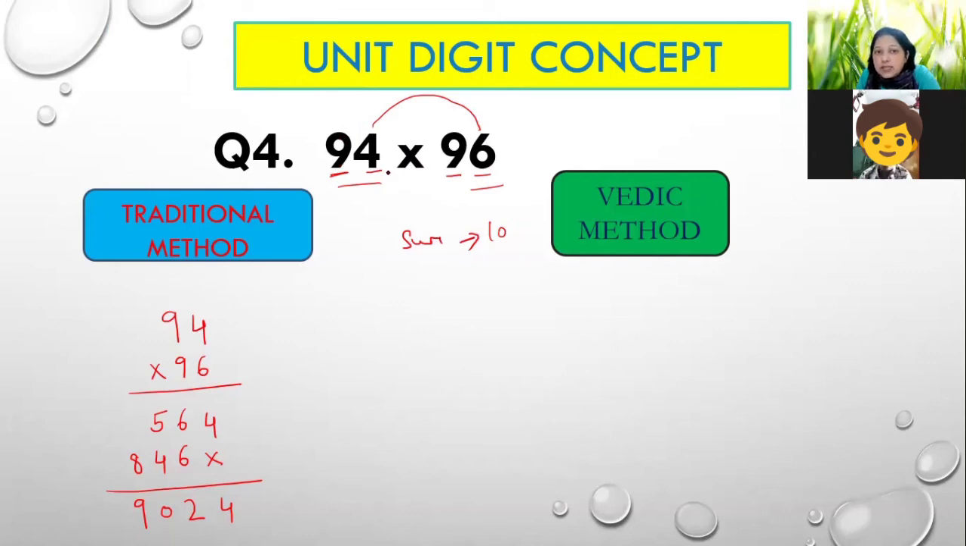So if we have any multiplication of this type, the trick says first you multiply 6 and 4. 6 into 4 is 24. And what is next? 9, the next number is 10. So 9 into 10 is 90. See the answer, 90 and 24: 9024. Correct answer. So this trick is applicable where the tens digits are the same and the unit digit sum is 10.